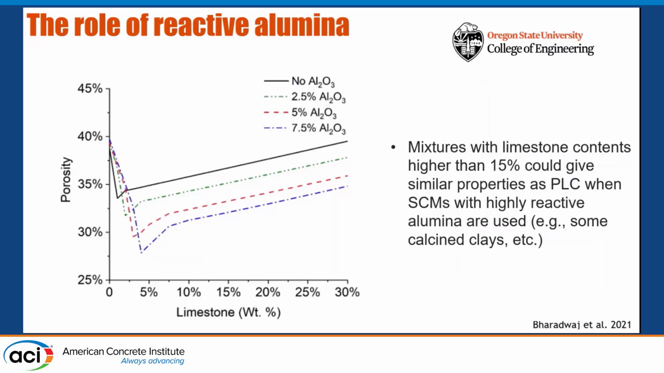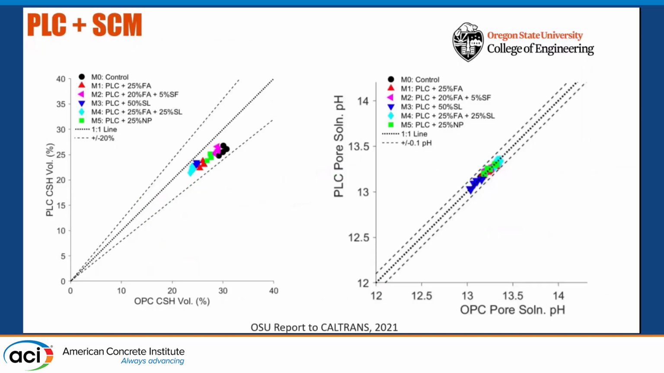And this is summarizing that as these lines. The black line was what I showed you earlier without any reactive alumina. But if you increase your reactive alumina content, you can pull down the porosity more initially, and that gives you more opportunity to add more limestone in your system. So you can see that even beyond 15%, you can achieve porosities that you wouldn't have achieved if you didn't have reactive alumina in the system. Now, this is a great opportunity because some SCMs we use have reactive alumina. Slags would have them, calcined clays would have them. So there's a great opportunity.